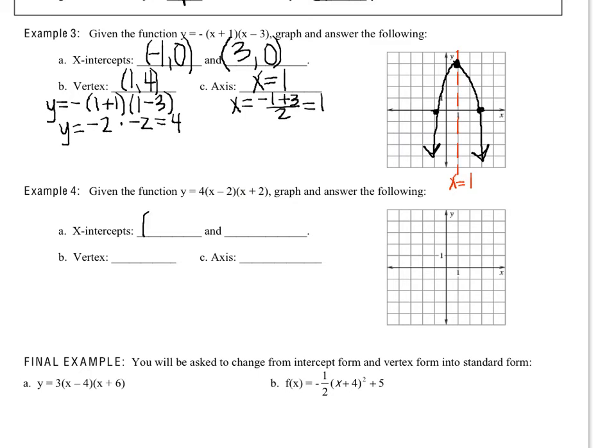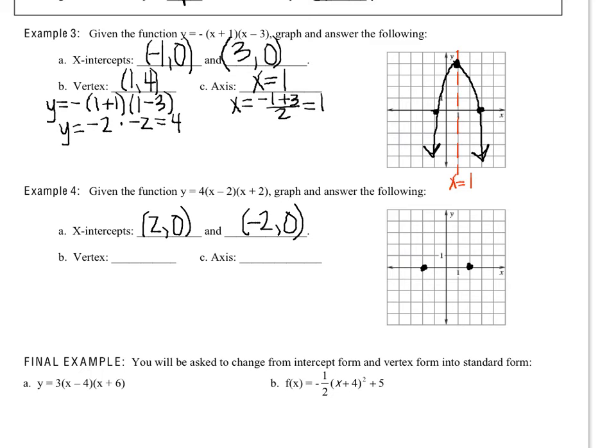So our intercepts are at (2, 0) and (negative 2, 0). I'll just plot those right now. (2, 0) is right here. (Negative 2, 0) is right here. Your x-intercepts will always be on the x-axis, so you can expect that.